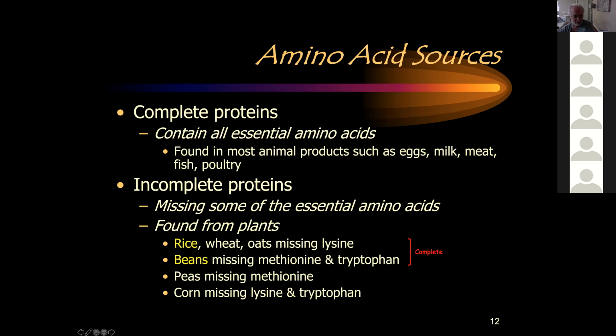Other proteins are incomplete. They're missing some of the essential amino acids. And these are found in plants. So for example, rice, wheat, oats, and other plants have no lysine. Beans are missing methionine and tryptophan. Peas are missing methionine, and corn is missing lysine and tryptophan.